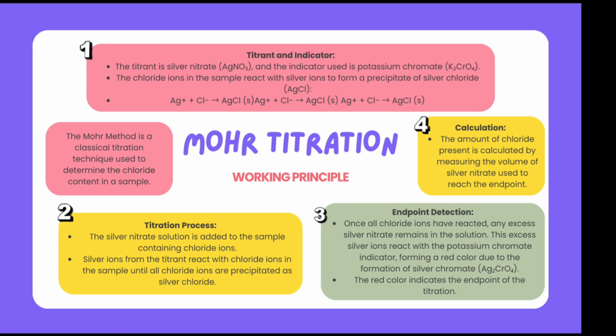First of all, our titrant is silver nitrate. It supplies Ag+ ions that react with chloride in the sample. Our indicator is potassium chromate. Chromate is not consumed while chloride is present because Ag+ preferentially precipitates chloride as silver chloride. Only after chloride is exhausted will Ag+ react with chromate to produce a visible red-brown silver chromate precipitate. The color change is the visual endpoint.